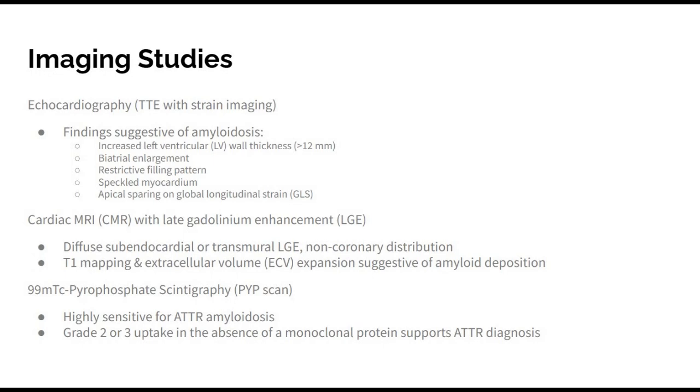Cardiac MRI, CMR, with late gadolinium enhancement, LGE. Diffuse subendocardial or transmural LGE in a non-coronary distribution. T1 mapping and extracellular volume (ECV) expansion, quantifying amyloid burden. 99mTc pyrophosphate scintigraphy, PYP scan, a grade 2 or 3 uptake with absence of monoclonal proteins, strongly supports ATTR amyloidosis. This test has 99% specificity for ATTR amyloidosis when properly interpreted.